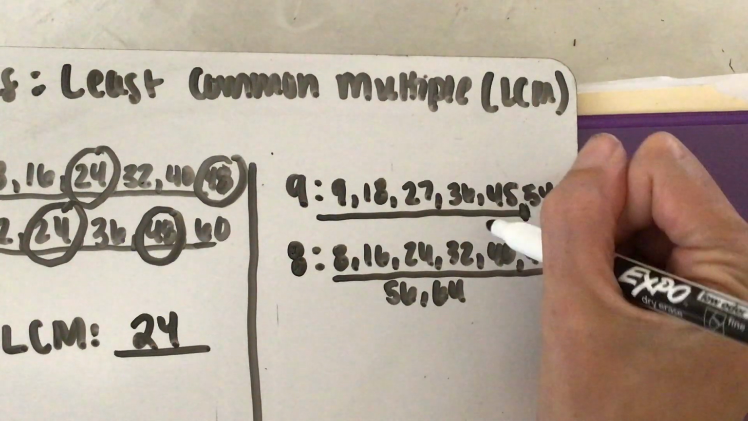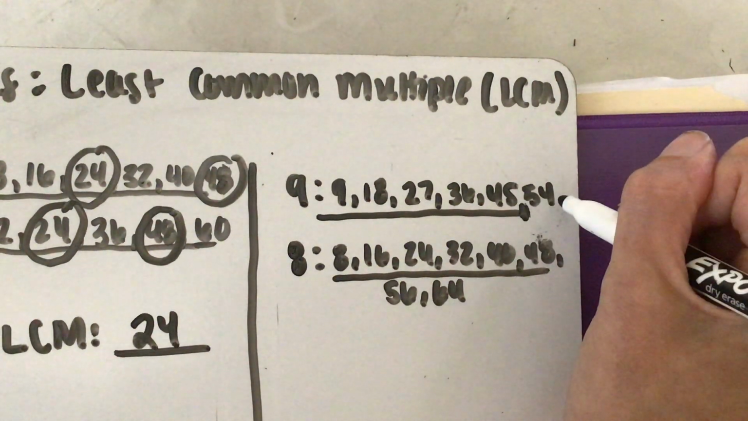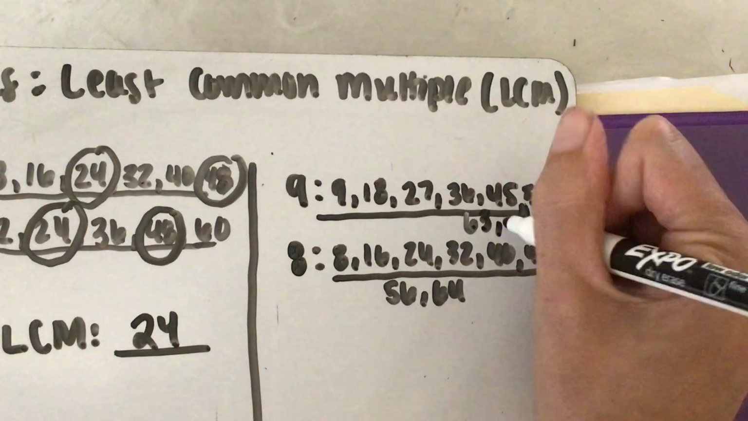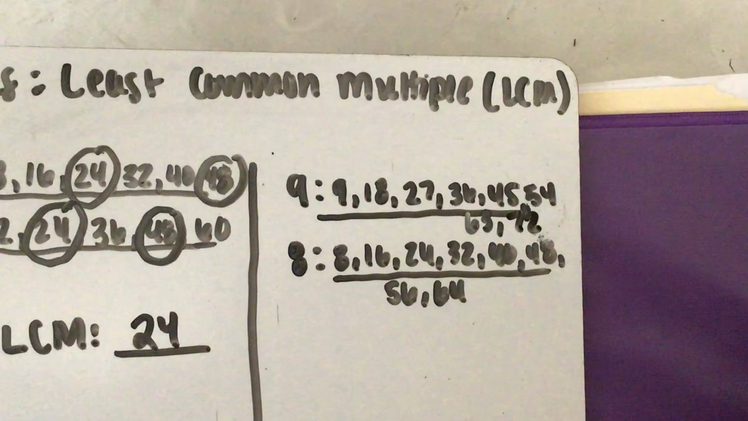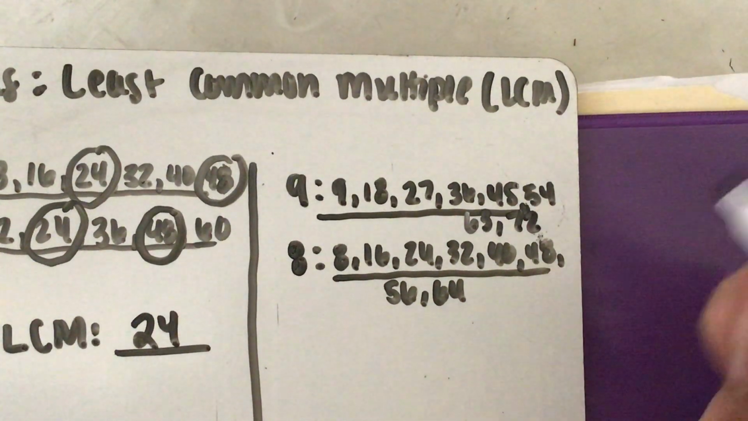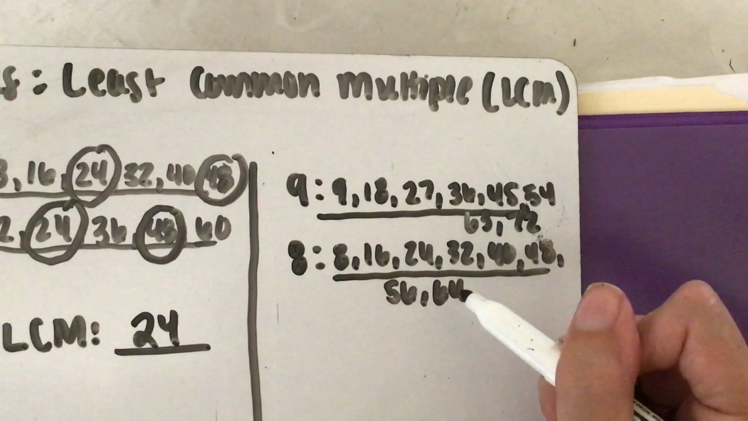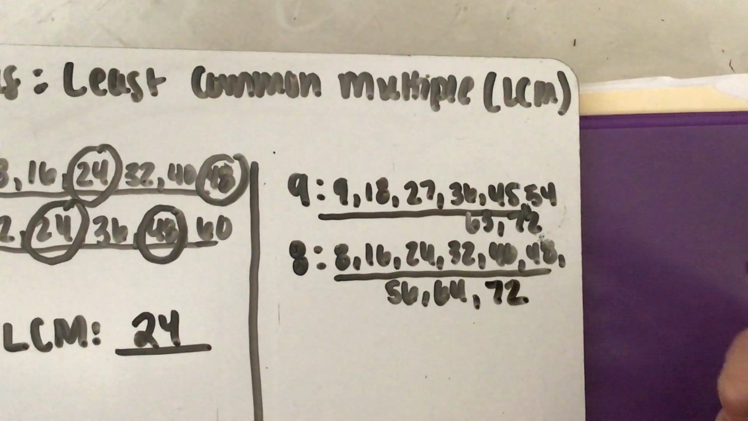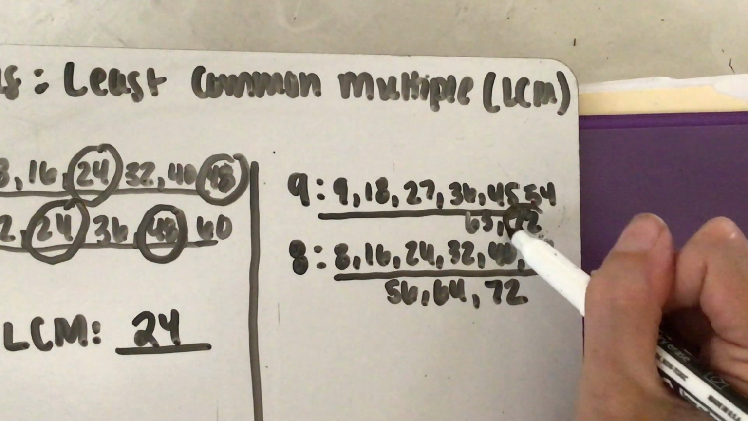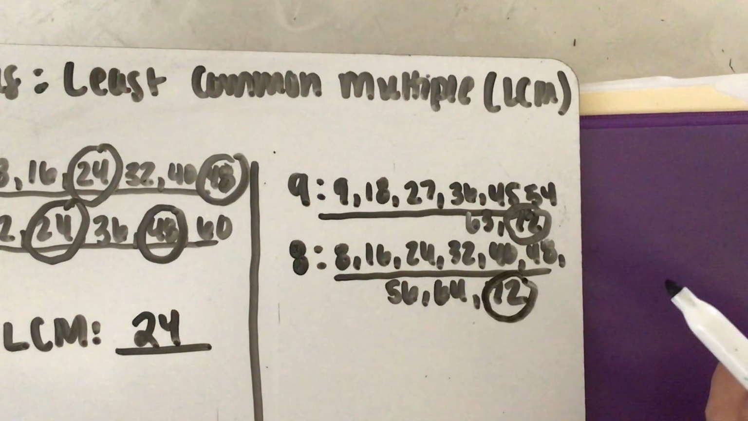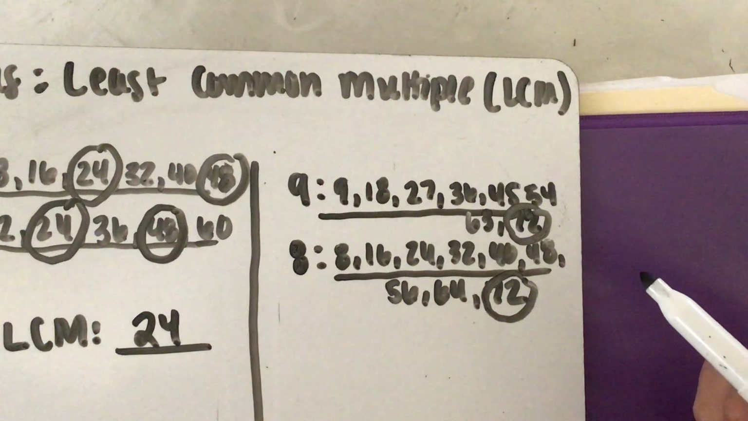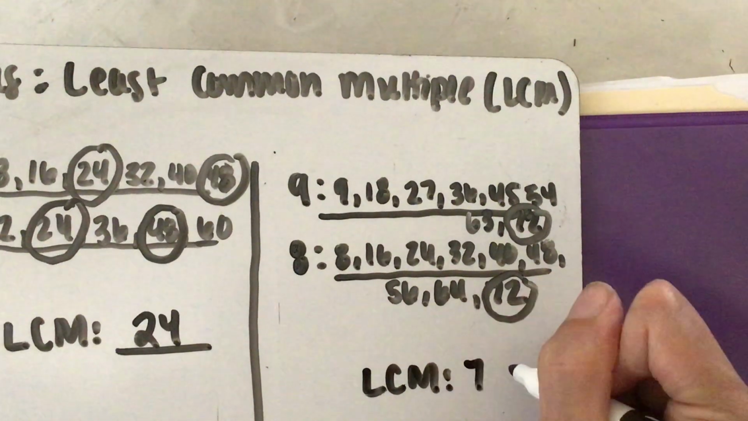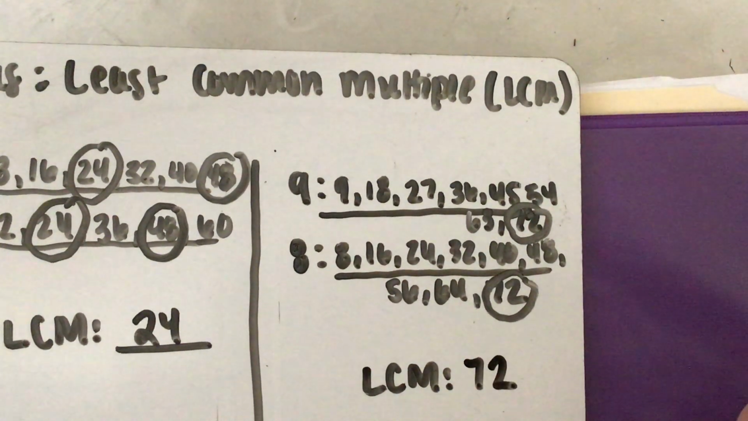I'm running out of space, so I'm going to go right underneath. After 54, I would have 63, 72, and I'm going to stop and see if that's enough. I'll go back down to 8, 56, 64, sure enough, 72 is my next one, and I see that I finally found the common multiple. I could keep going, of course, but I'm going to go ahead and pause there because I know that my least common multiple, or the smallest multiple that they have in common, is 72.